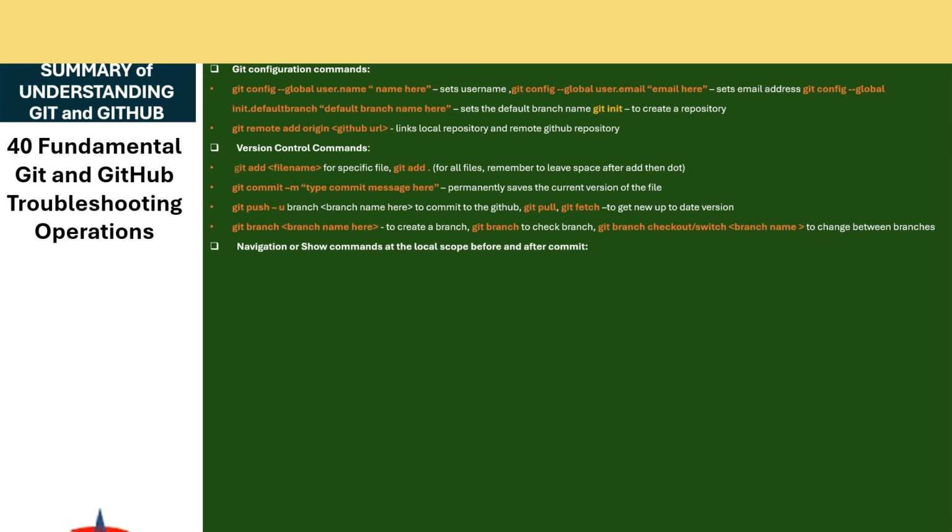Another group of operations is navigation, or the show commands at the local scope before and after commit. So remember git status. You can use git status to show what is happening right now, and what has just happened in the Git repository. So git status is the order of the day. You can use it each time to check what is happening inside the repository or in the working directory. If you want to see the connection between the local repository and the GitHub repository, or remote repository, you use git remote -v. That gives you the link.